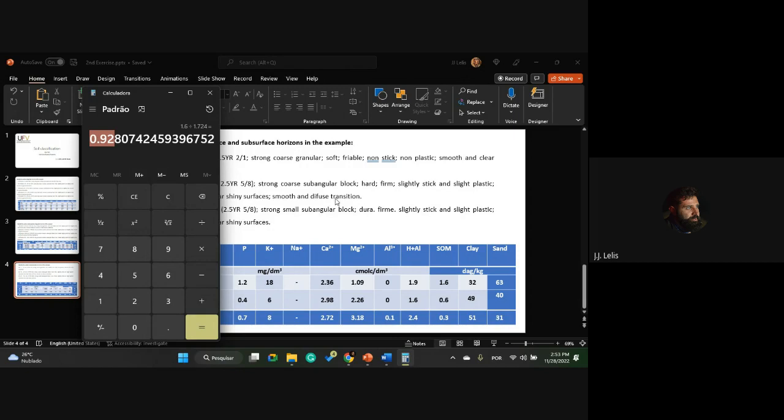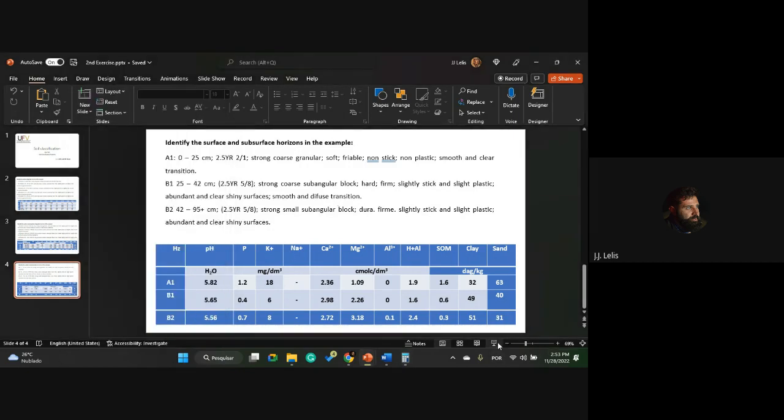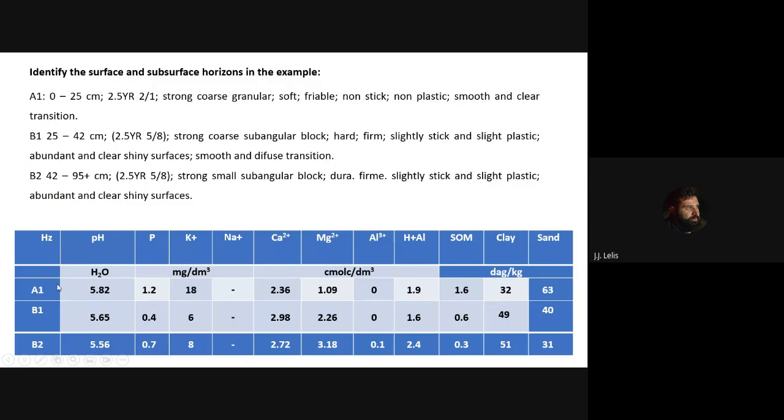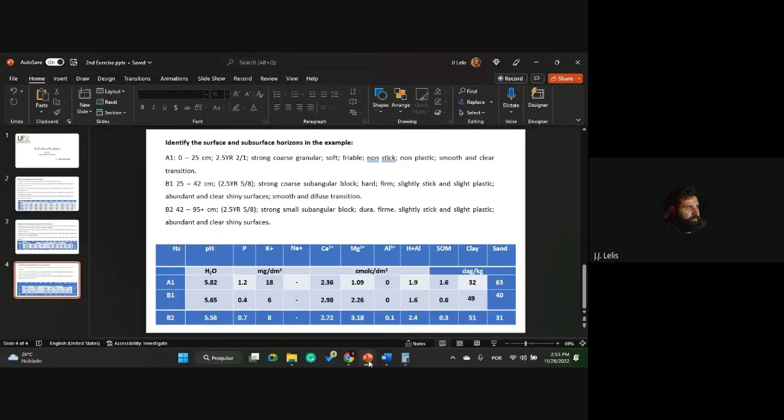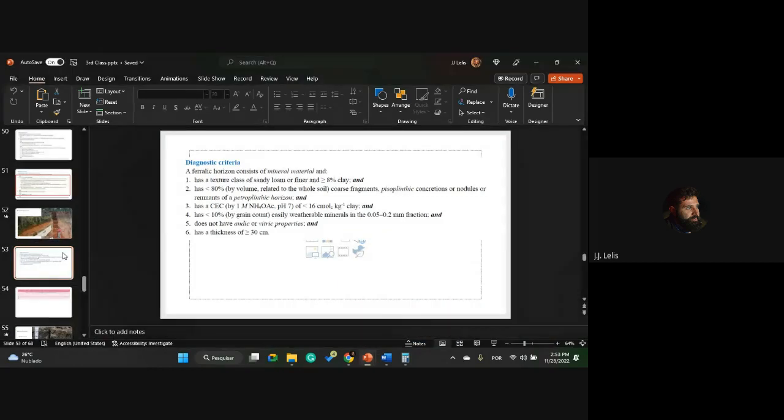In this case, we can see that this surface horizon is not organic, it's a mineral horizon. So it's not a histic or folic horizon. Okay. Let's see which surface horizon it could be.